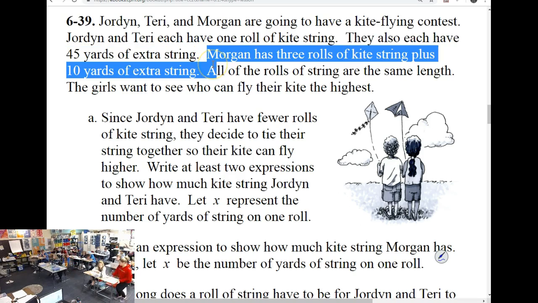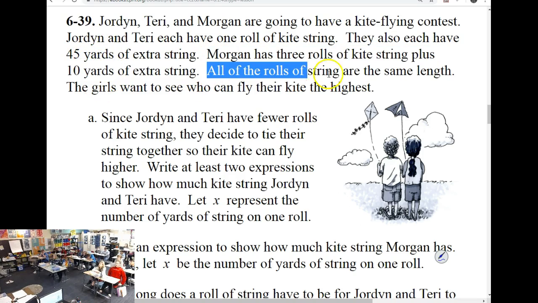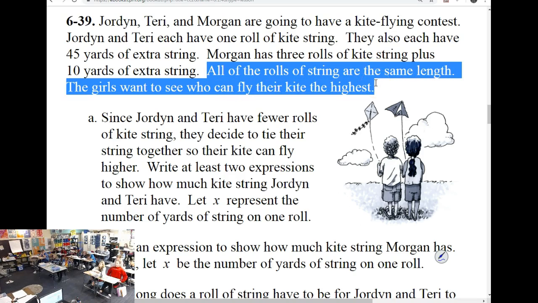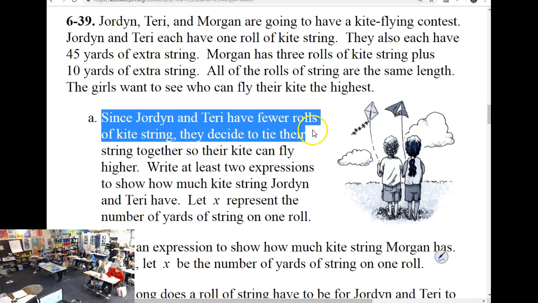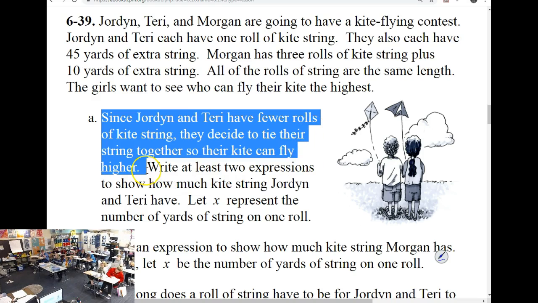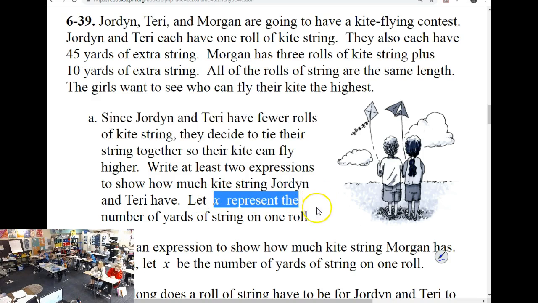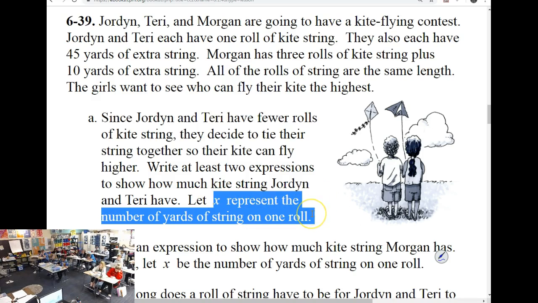Morgan has 3 rolls of kite string plus 10 yards. Notice that we're working in yards here instead of feet. All of the rolls of string are the same length. So Jordyn's roll is equal to Teri's roll, right? So like R is R. Since Jordyn and Teri have fewer rolls of kite string, they decide to tie their string together so they can fly higher. Write at least 2 expressions to show how much kite string Jordyn and Teri have. And we're going to say that X is the yards of string on a roll. If you really want to use R, you can, but they're telling us to use X.